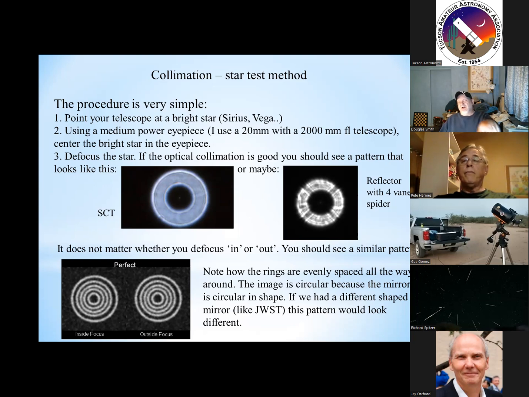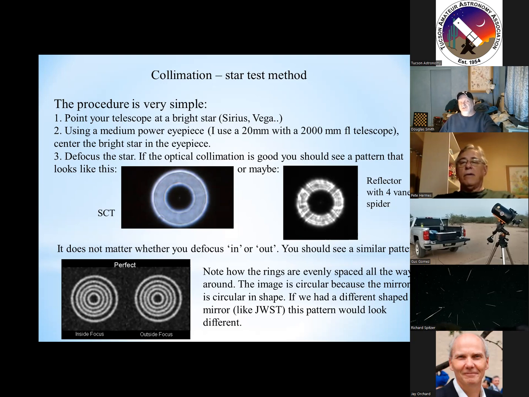But what's important are the rings. You'll see those rings, and it doesn't matter whether you go in or out. You should see the same pattern or a very similar pattern either way. And what you want to see is that the rings are all evenly spaced all the way around, like the images down in the bottom left. That's the type of pattern you want to see. Or either of the images up top are actually pretty good. The rings are evenly spaced in both of those. That's what you want to see.